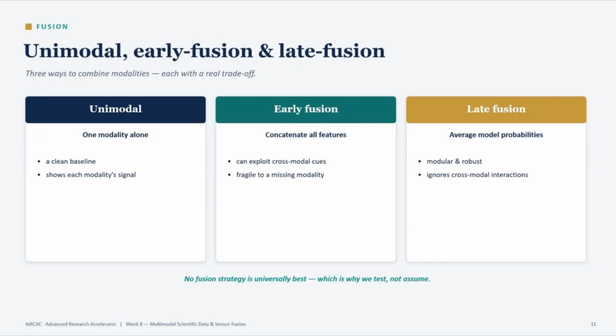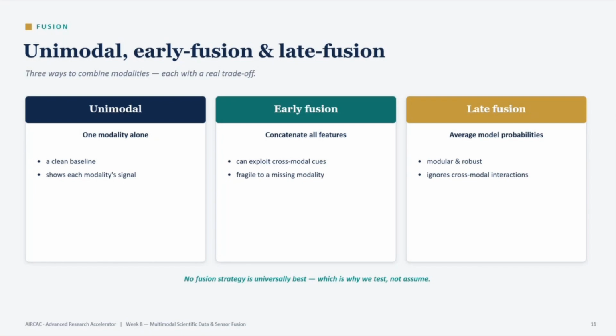The unimodal model, the early fusion and the late fusion: these models need the modalities to be combined to give us the output. When we combine, we can have early fusion or late fusion, depending on the model. There are several ways to combine the modalities. The first is unimodal modeling. We build one model using sensors only, another using the image features only, another using the audio, and another using the text. This gives us our baseline.